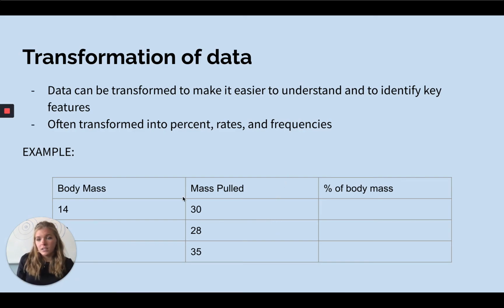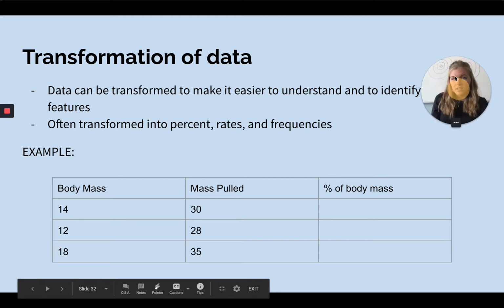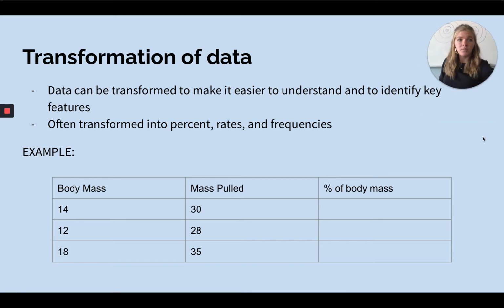Another thing we need to understand how to do is how to transform our data. So transformation is pretty important, as data is transformed to make it easier to understand and so that we can identify key features. So generally we transform data into percents, rates, and different frequencies so that we can better understand it.